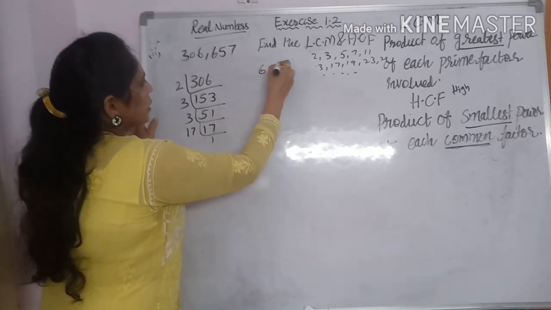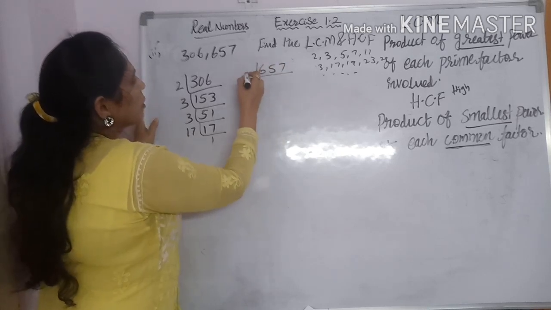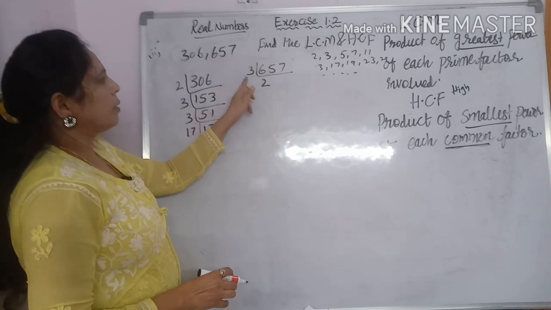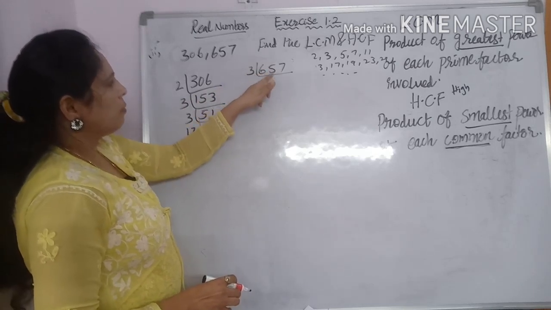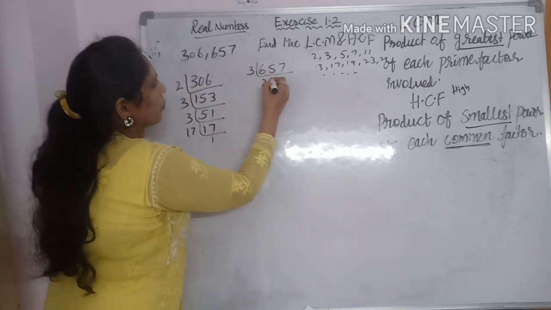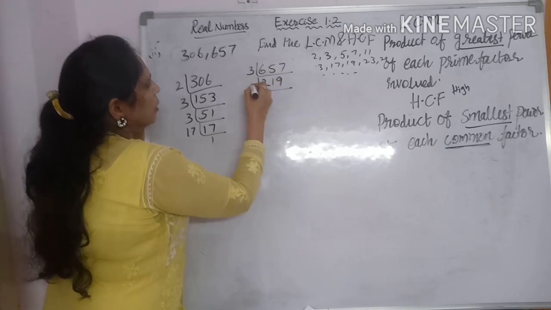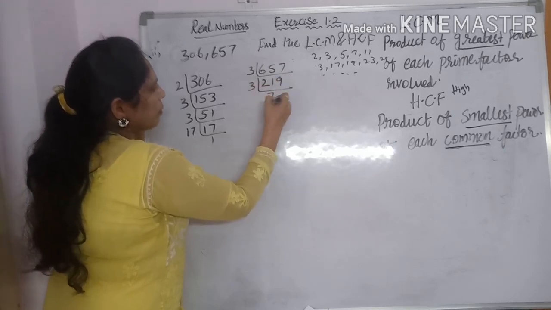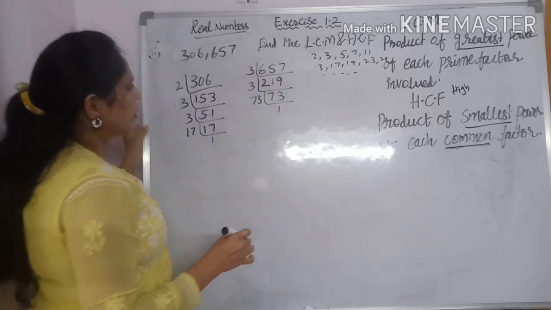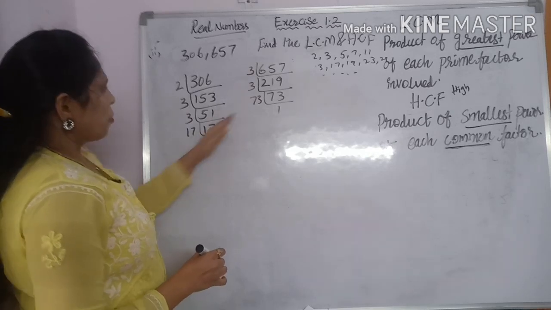Now take 657. You can take 3 table, 3 2s are 6. Let us check with 3. 3 2s are 6, 3 1 time, 2 is the remainder, 27, 3 9s. Yes, it goes. So 3 1 time, 3 9s are. Again go with 3, 3 7 times, 3 3 times. 73 is a prime number. So then you can stop this process.